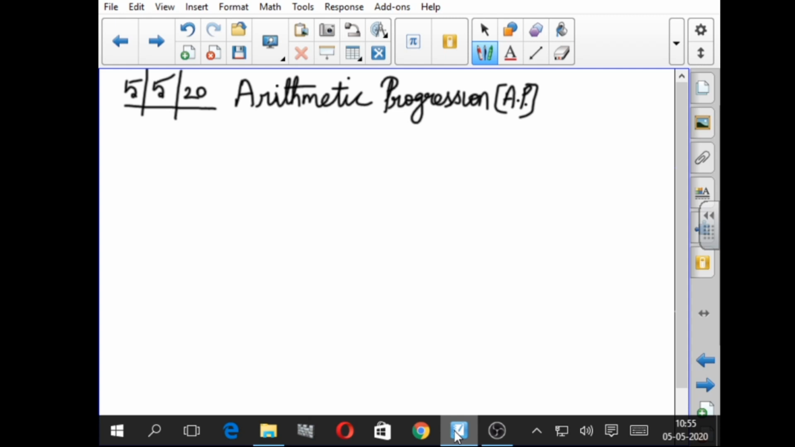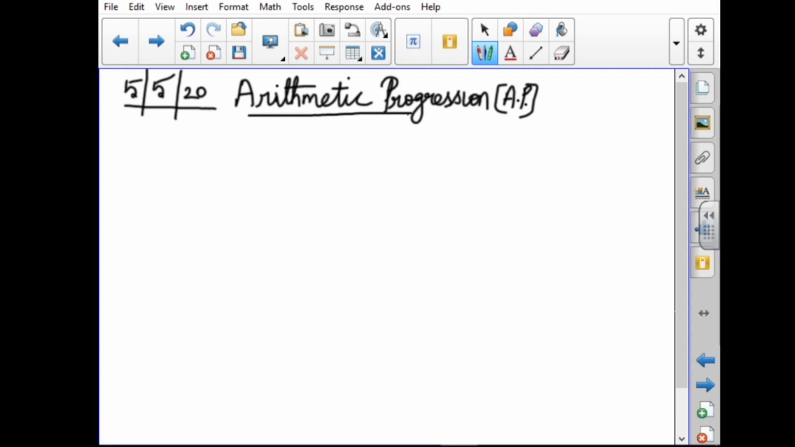Arithmetic progression. We can denote it as A.P. Consider the sequence. Yesterday we studied sequences and series. Sequence means real numbers arranged in some certain specific form. Consider this one: 3, 7, 11, 15, etc.